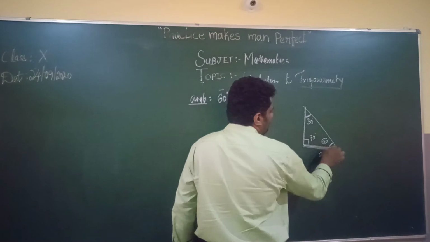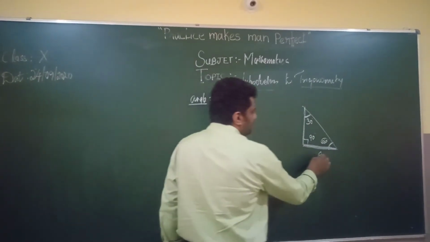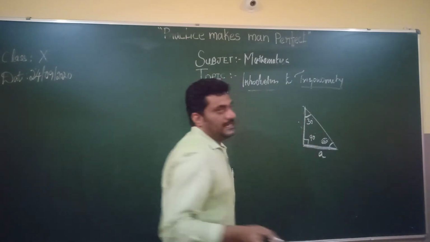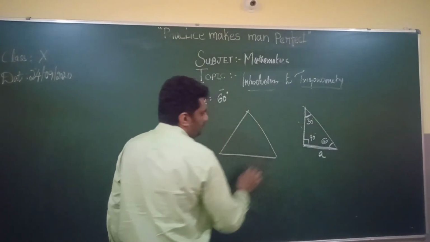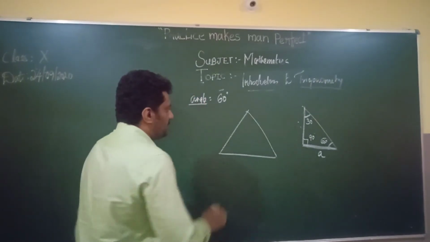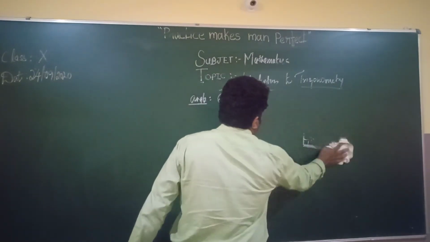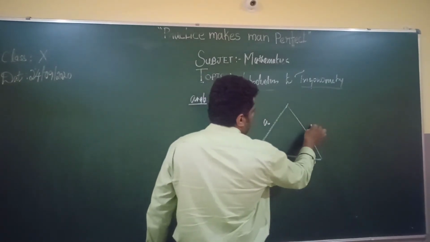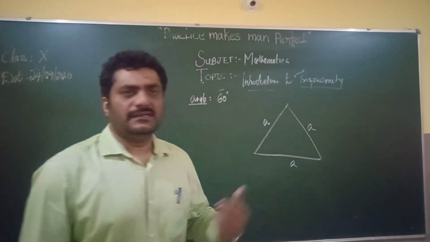Now, what kind of triangle is this? Is this an isosceles triangle? Because if I write this is A, I can write this is A as well, if it was isosceles. Let's do one thing. Let's take an equilateral triangle. If I tell this is A, this is A, this is A. Why? Because in an equilateral triangle, all sides are equal.